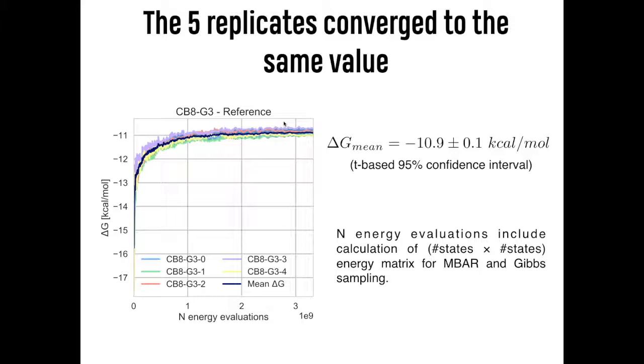Okay, the good news is that the reference calculation seems to have converged to the same value. We hope this is the right value, but this is already good news. So this is the mean free energy across these different replicates with 95% t-based confidence interval. And the number of energy calculations here include also the calculations that we need to perform to compute the full energy matrix that we feed to MBAR and that we use to run Gibbs sampling very fast.